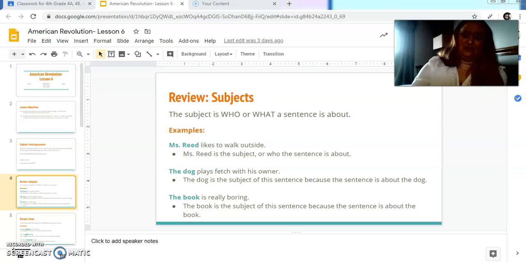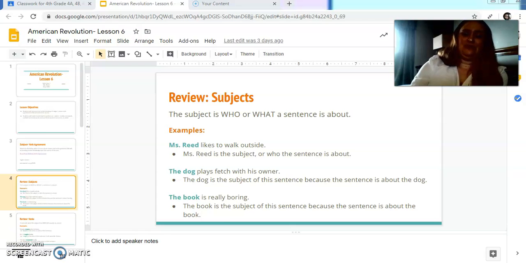The second one, the dog plays fetch with his owner. In this sentence, yeah, there's a dog and there's an owner, but the dog is actually the subject because the dog is the one doing something. The sentence is about the dog. So don't get confused because there's more than one noun or person, place, or thing in the sentence. Ask yourself who or what is actually doing something in that sentence, and that will give you the subject.